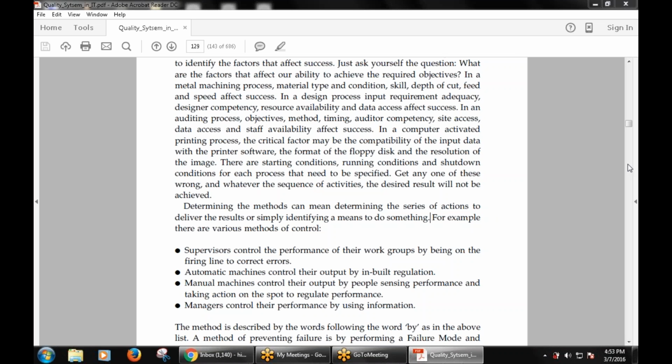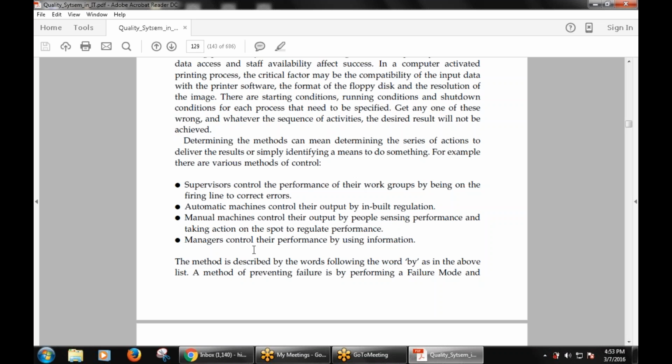That means how we can deliver the results, or simply identifying the means of the processes, or what are the various processes that are required to implement them, or what are the various controls by which we can implement the target. Now, for example, there are various methods of control. What are the various methods?